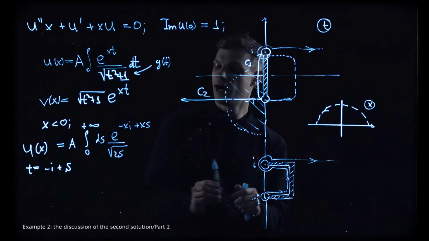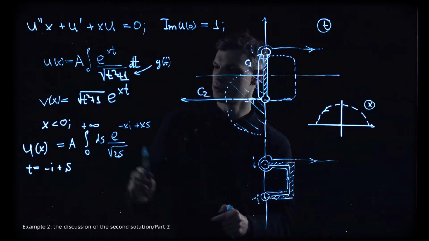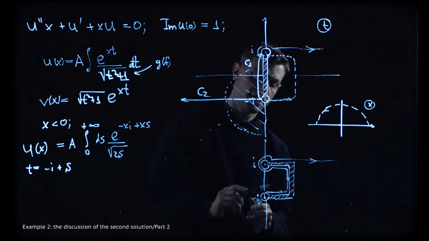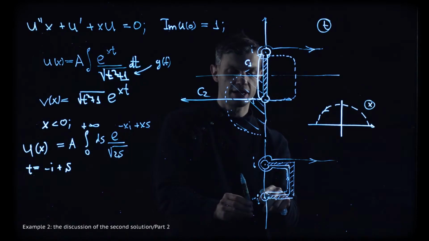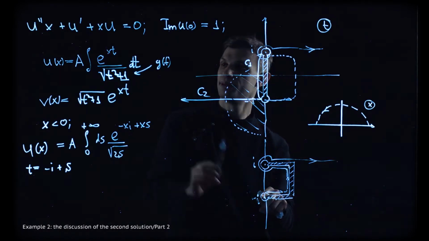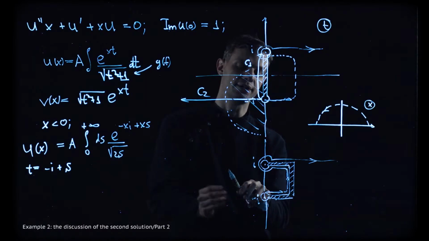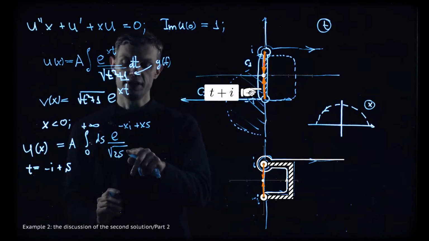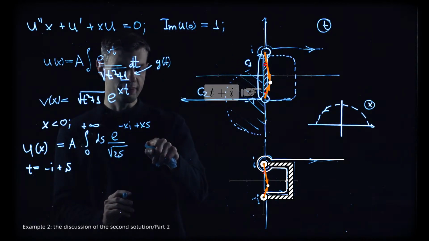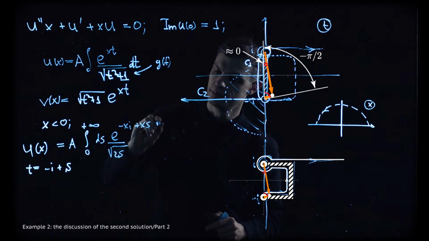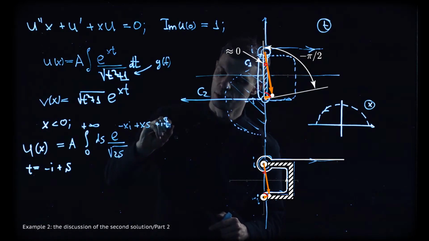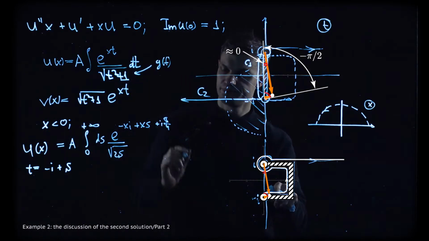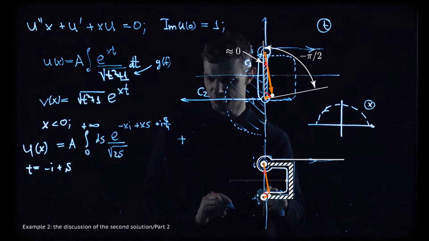We need to define correctly the argument of this g of t function. On this line it was positive, but now the argument of the t plus i factor here is changed by minus pi by 2. So here we have an addition of e to the minus i pi by 4. Since we switch into the numerator, we add plus i pi by 4. So this is the contribution from the minus i point.